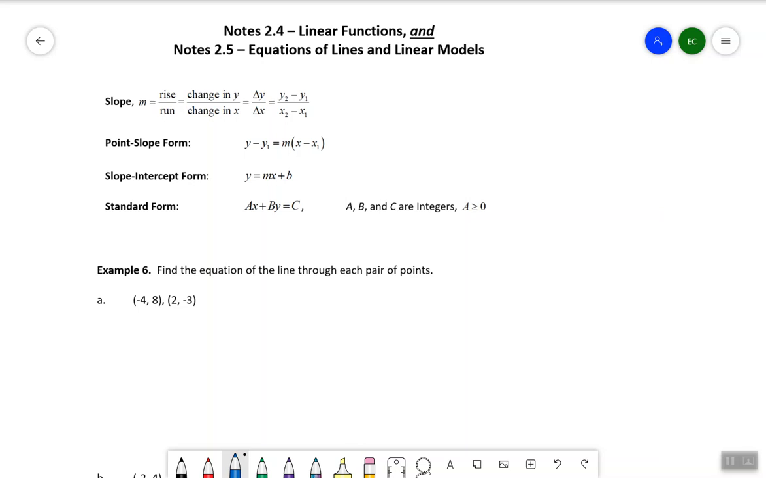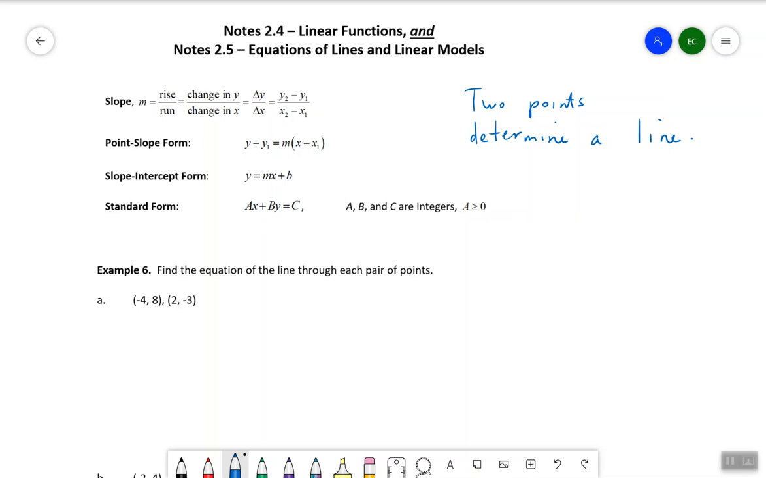We're going through section 2.4 and 2.5, looking at linear functions and equations of lines. We're here at example 6, and we need to find the equation of a line through a given pair of points. Maybe you've heard before that 2 points determine a line. That means there's only one way to draw a line through 2 given points.